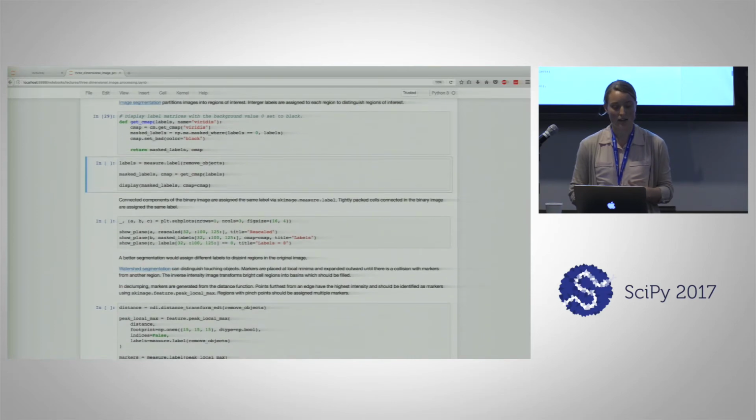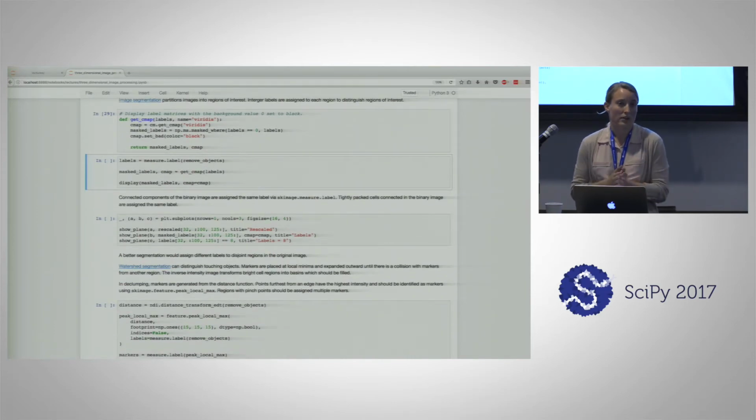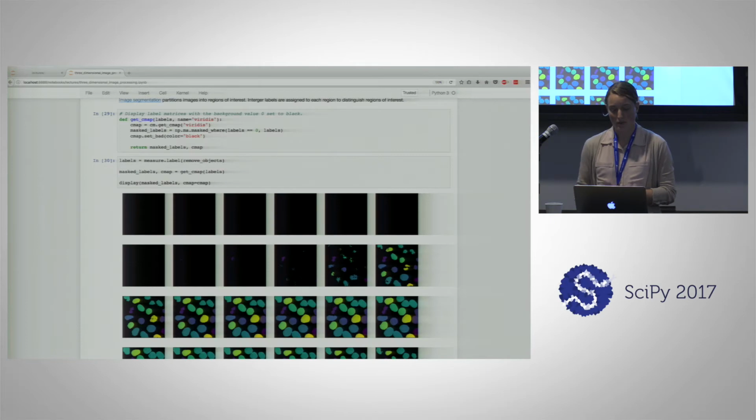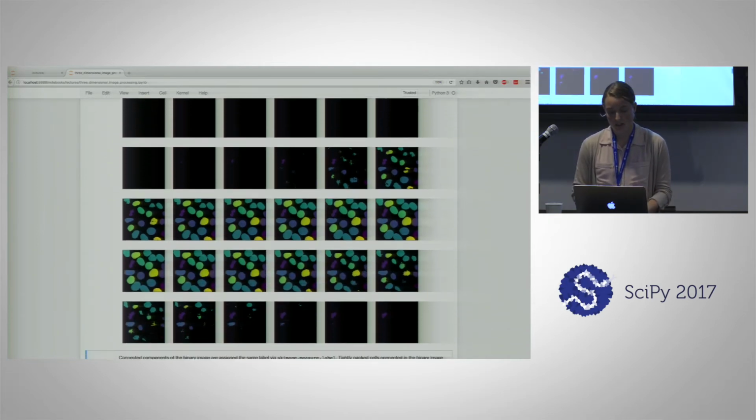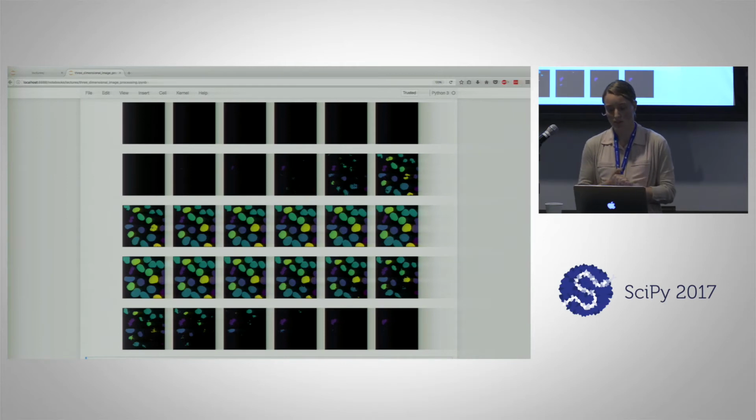As I mentioned, thresholding is a very simple form of image segmentation. It's a separation of the foreground pixels from the background pixels. And so if we apply the measure label function to our binarized image, we can get a sense of what's being detected and what's getting labeled. Each color in this image corresponds to a different label.